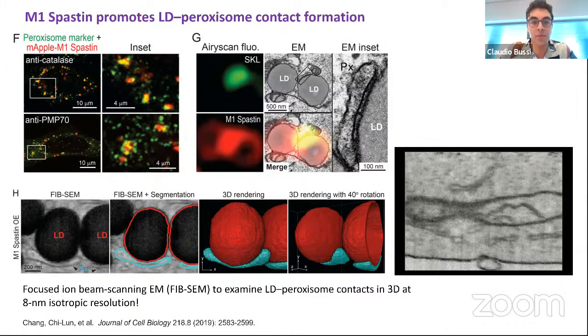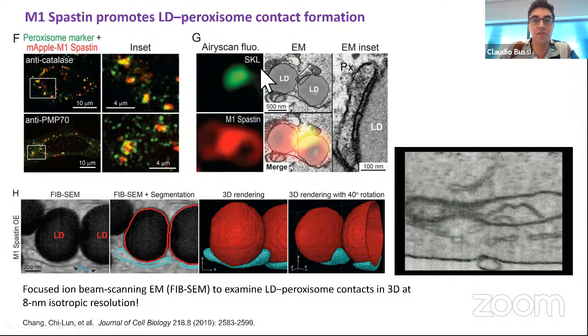Este es otro ejemplo que me parece genial, porque no coincide necesariamente con la forma del patrón de fluorescencia que uno obtiene normalmente. En este caso, lo que ellos encontraron, este es un trabajo del grupo de Jennifer Lippincott-Schwartz, es que esta proteína spastin promueve los contactos entre peroxisomas y los lipid droplets.